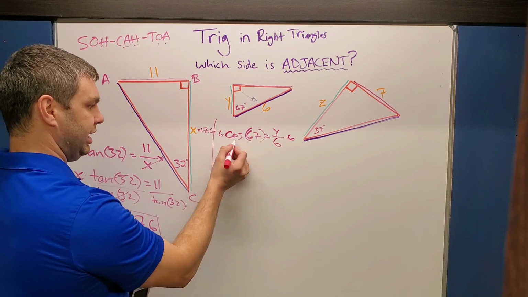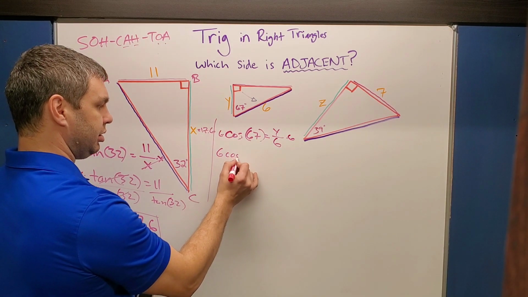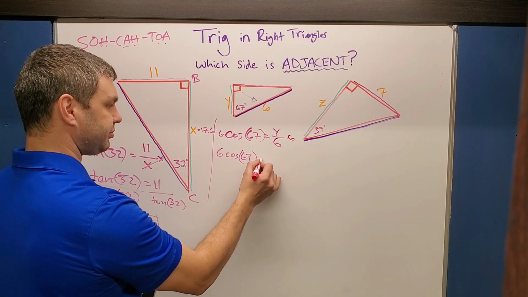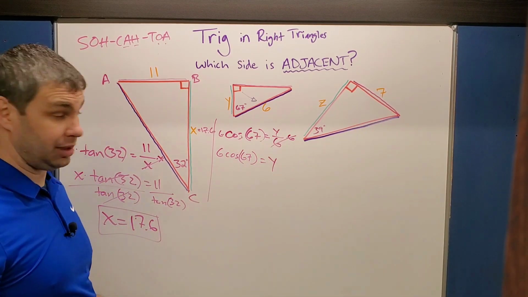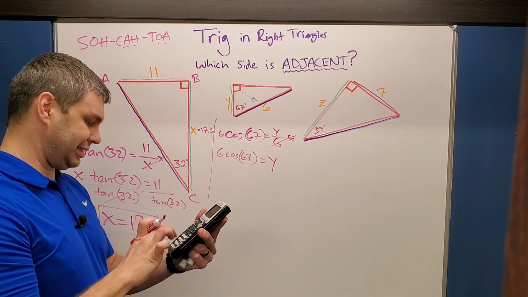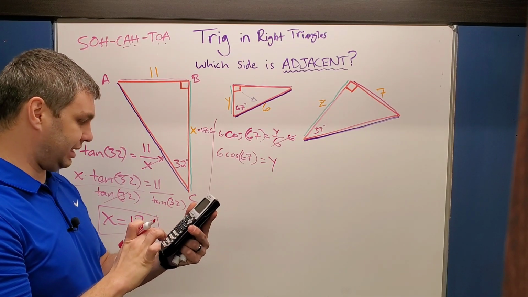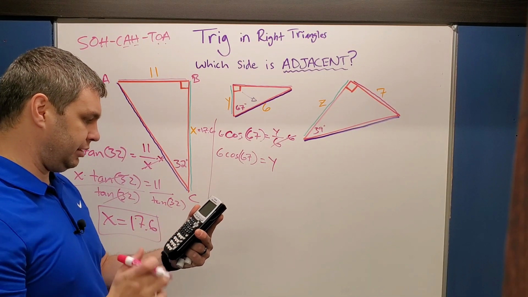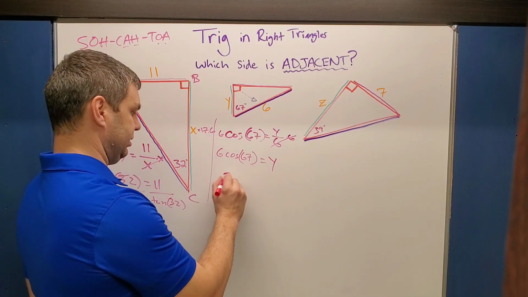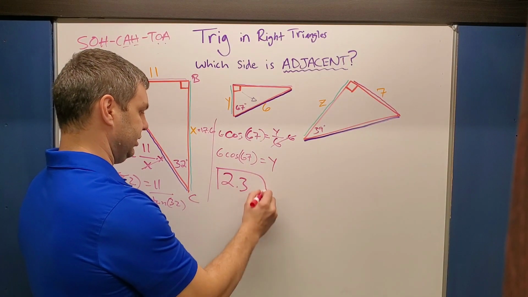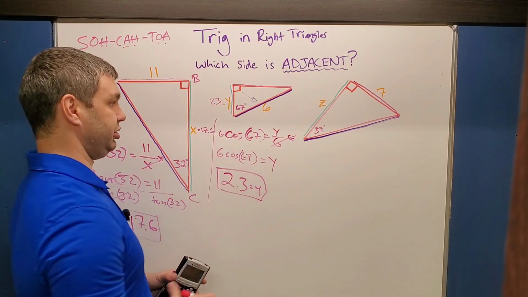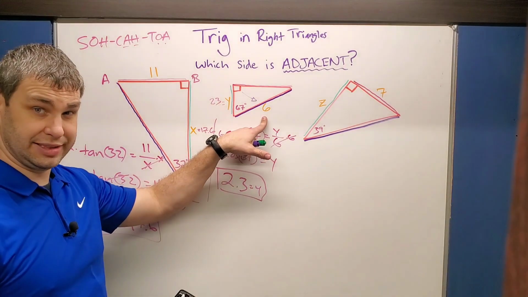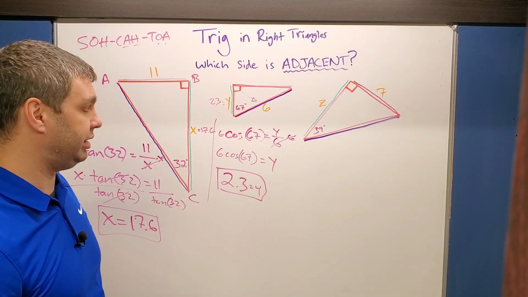So here I'm going to have 6 times cosine of 67. The 6's are going to cancel on this side, and it's going to leave me with Y, which is what I want. So here I'm going to do 6 times, in the calculator, cosine of 67, and I get 2.3. 2.3 is what I'll say equals Y right there, which is good. Remember, your hypotenuse always needs to be the longest side. 6 is still longer than 2.3, so that's good.